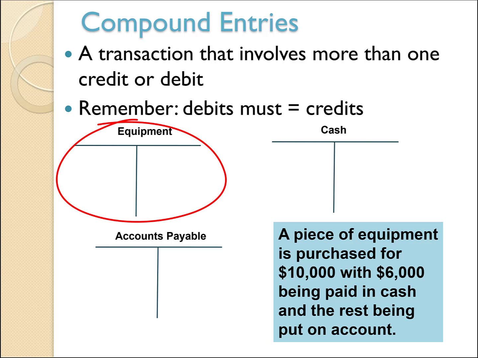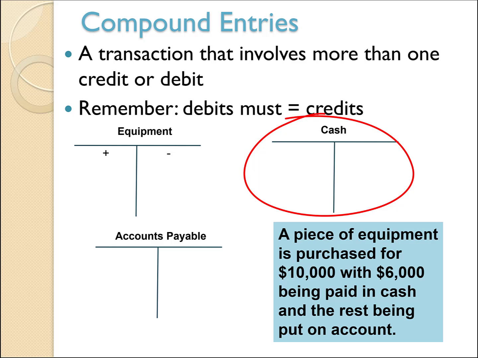So let's focus on equipment. What type of account is equipment? It's an asset. So which side is the plus side? The debit. Therefore, the credit side is a minus. Let's talk about cash. Which side is the plus side for cash? The debit side. So the credit side must be a minus.